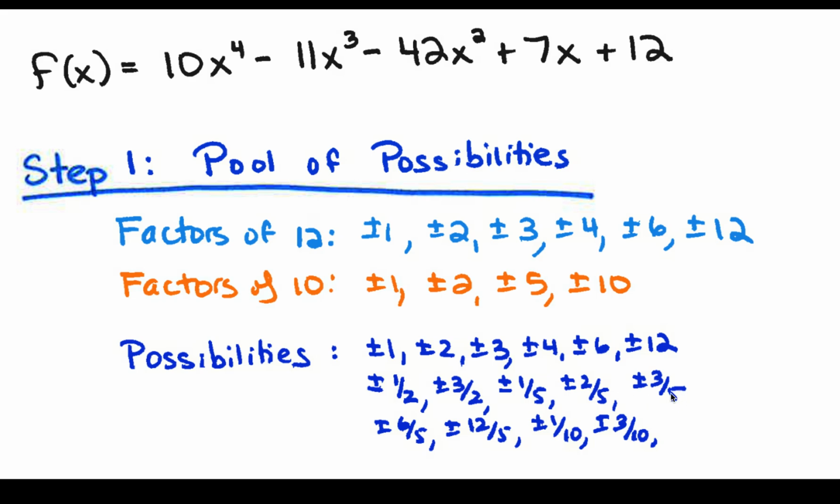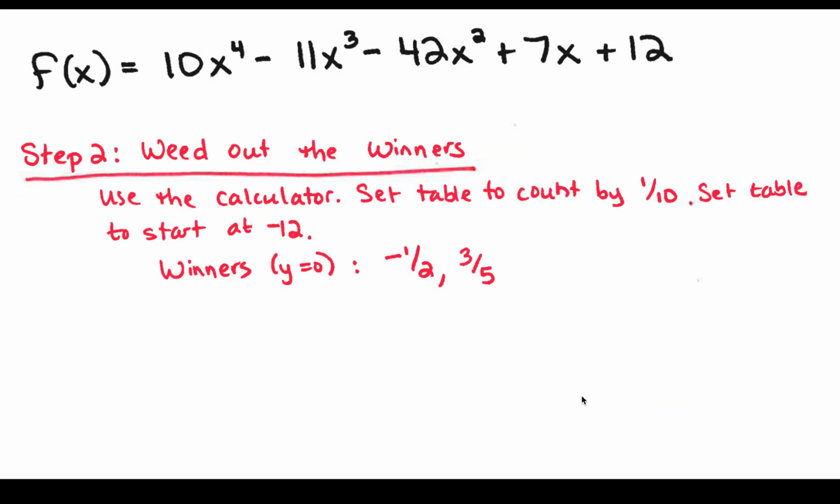Oops, we missed 4/5, but that's okay. It doesn't end up being one of the solutions anyway. And then all the factors of 10. Now 4/10 is 2/5, which is already here. 6/10 is 3/5, which is already here. And 12/10 is 6/5, which is already here. So just don't forget we missed 4/5, but it's all right.